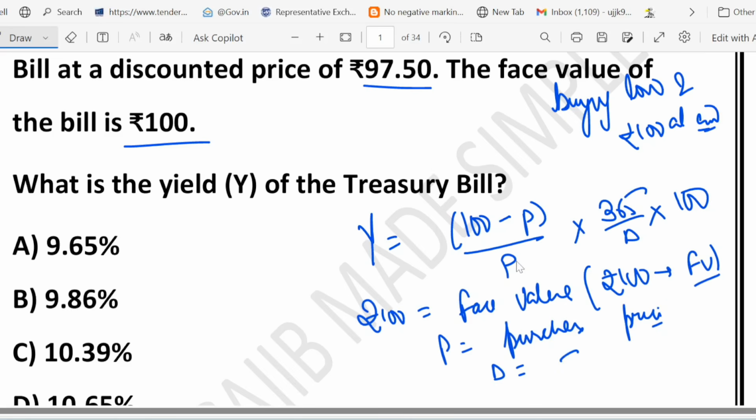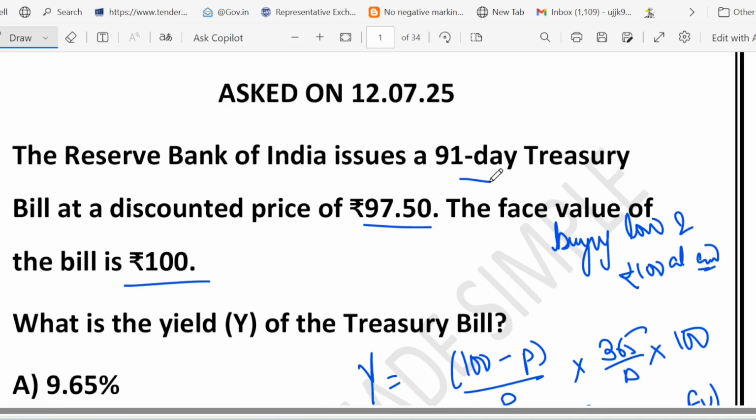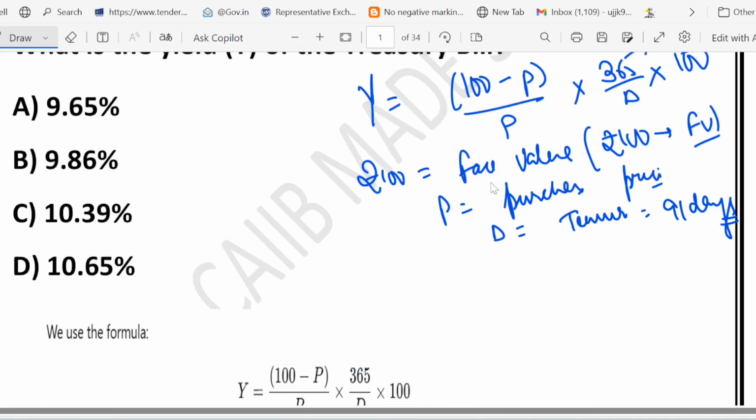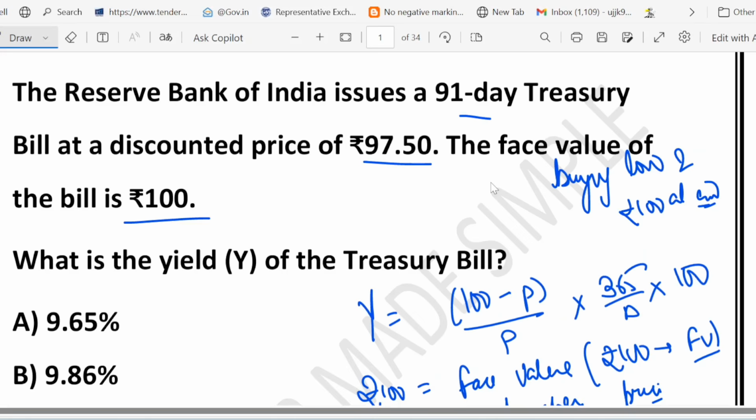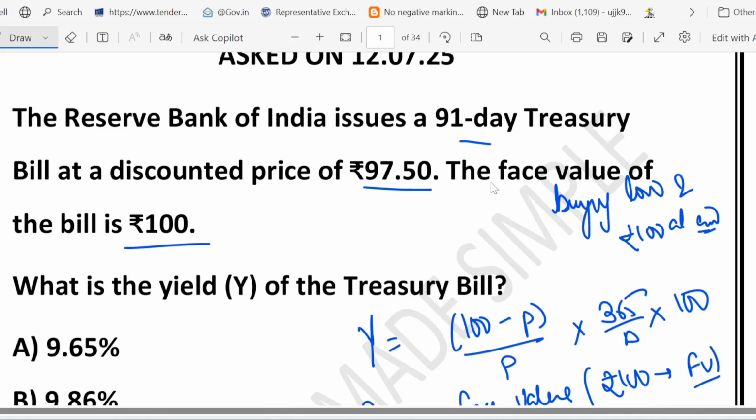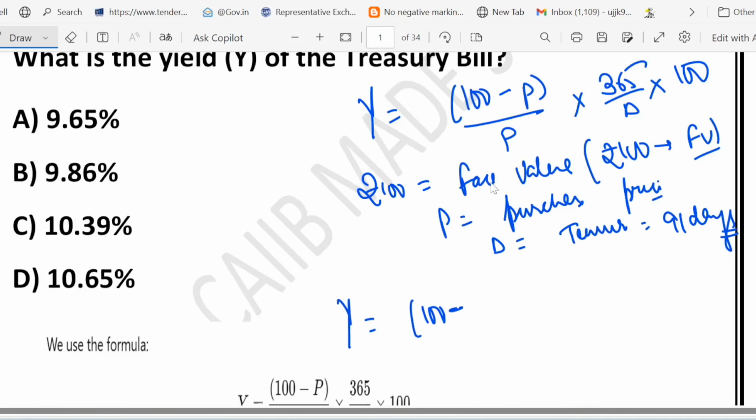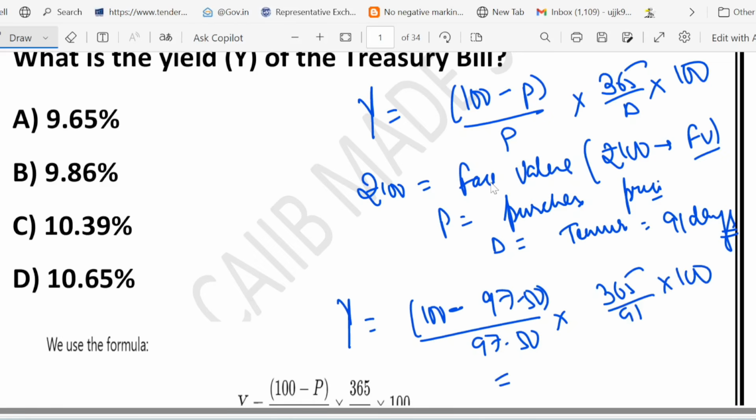In this case, as you can see, the tenure of the bond is 91 days. So now this is the formula which will be used. Just substitute the values. 100 minus purchase price. The purchase price is 97.50, as you can see written here. Discounted price means purchase price. So 100 minus 97.50 divided by 97.50 multiplied by 365 by 91 into 100. This formula you have to apply.